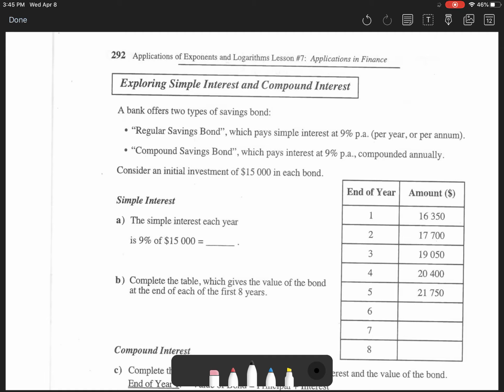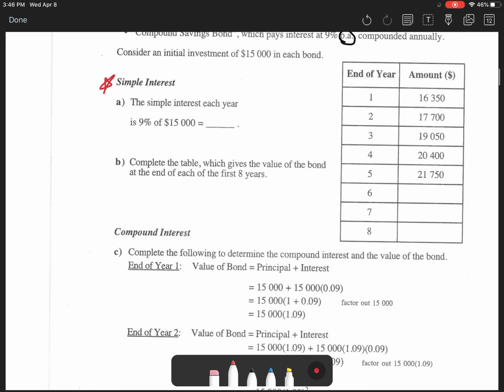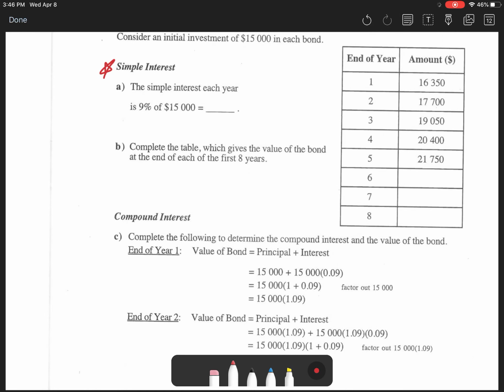Okay, so it says a bank offers 2 types of savings bonds: a regular saving bond, which is 9% PA. Now PA stands for per annum, okay, which is the same thing as per year. Compound savings bond is 9% again, PA per annum, but you'll notice they tell you how often you're going to collect your interest, and it's compounded annually. So every year is once a year. So consider an initial investment of $15,000 in each bond. Okay, so we're going to start here by talking about simple interest.